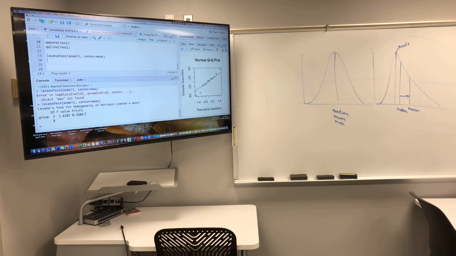Now, because we are always testing if means are different from one another, I tend to want to know, is the variance different from the mean, because that's the thing that we're actually testing. So good point, Chance. Thanks for that. I always forget that until going back through my code and I'm like, oh, damn, center equals median.